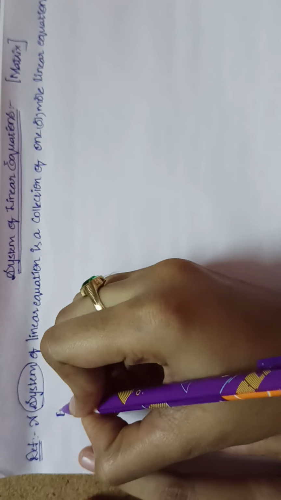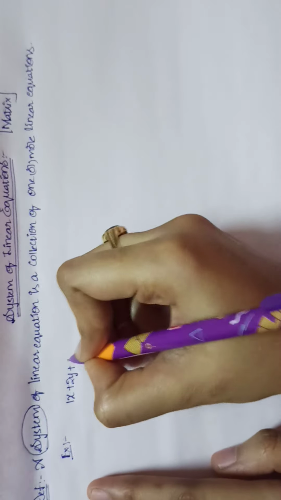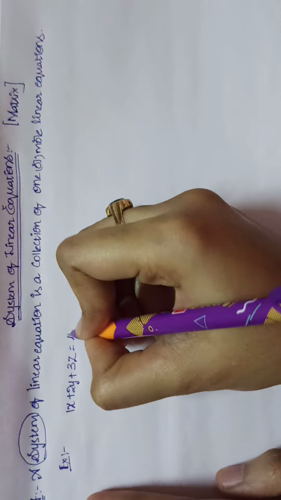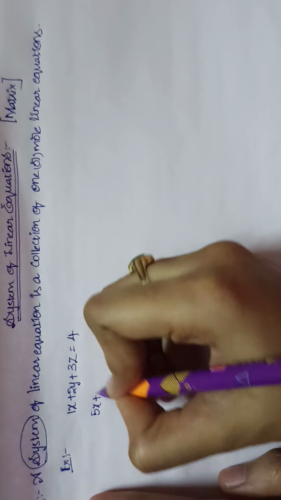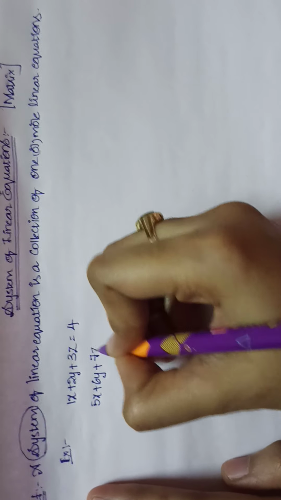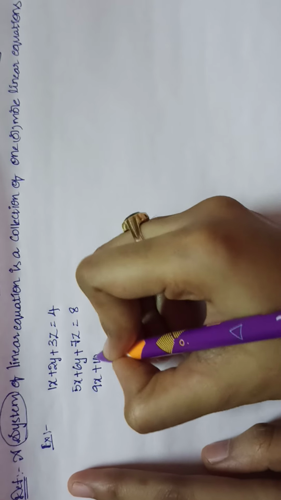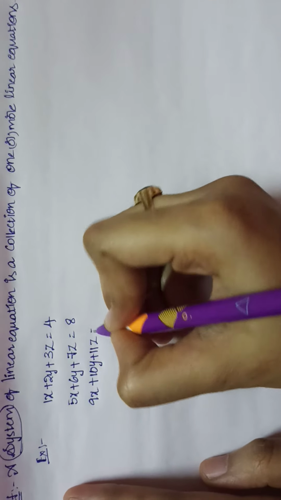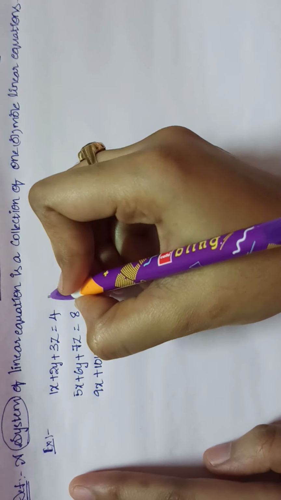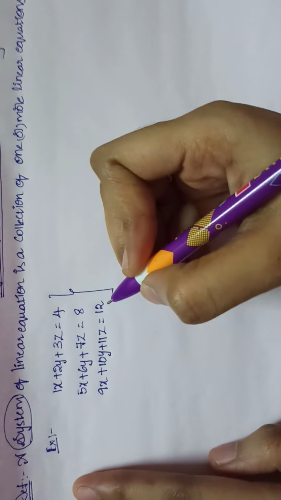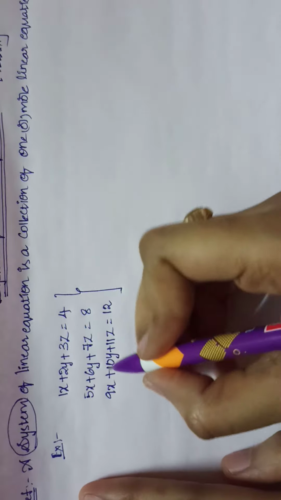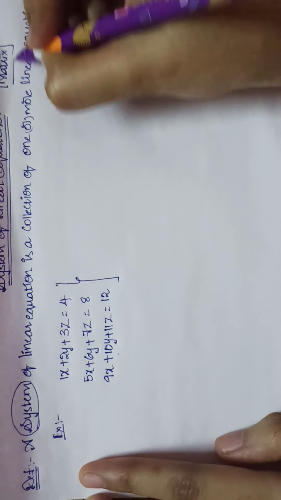For example, we will take the following linear equations: 1x plus 2y plus 3z is equal to 4, and 5x plus 6y plus 7z is equal to 8, and 9x plus 10y plus 11z is equal to 12. Suppose let us consider this is the system of linear equations. First of all, we have to convert this into matrix form.